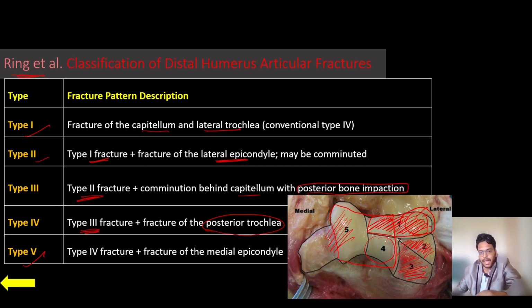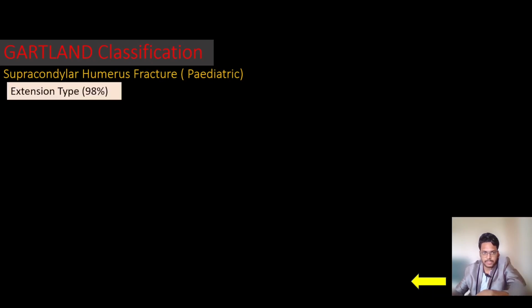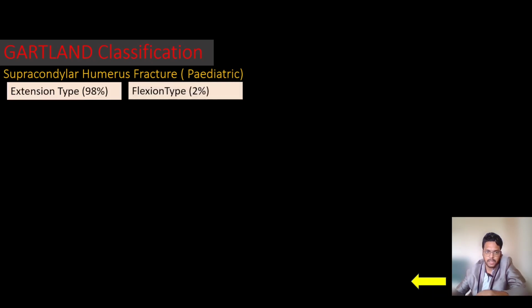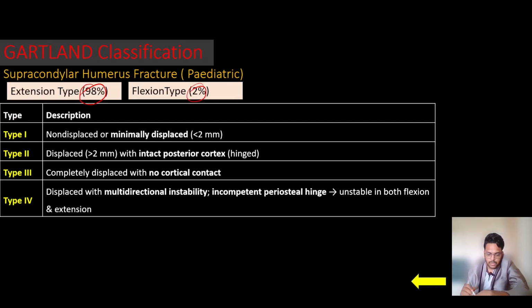It is simple as that. Coming to supracondylar fracture, the most commonly asked in the exams, that is the Gartland classification. The supracondylar humerus fracture Gartland classification system is divided into 2 types, the extension type and the flexion type. The most common is the extension type with 98% of the incidence, and flexion type is only 2%. Either it is extension type or flexion type, and it is divided into 4 types.